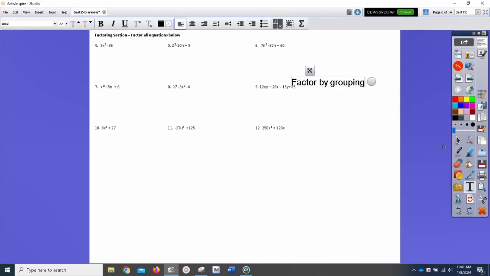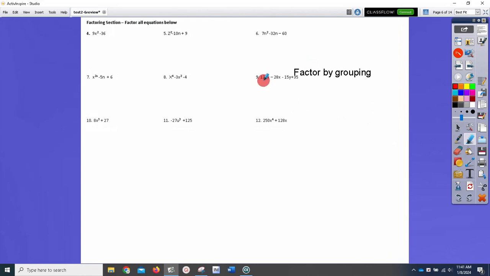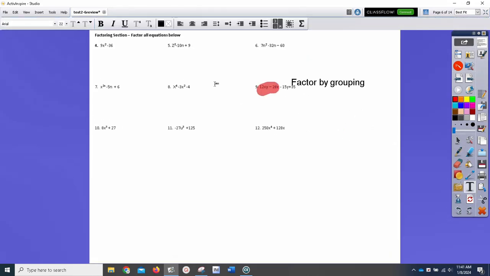I am going to focus on the first two pieces and see what I can pull. I'm pretty sure I can pull a 4, and it looks like they both have an x. And if I pull a 4x from 12xy, I'm left with 3y. And if I pull a 4 from 28, I have a 7, and I pulled the x. Minus because there's a minus.